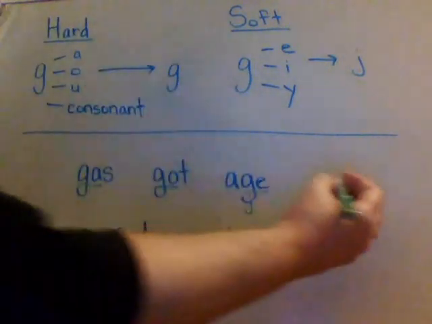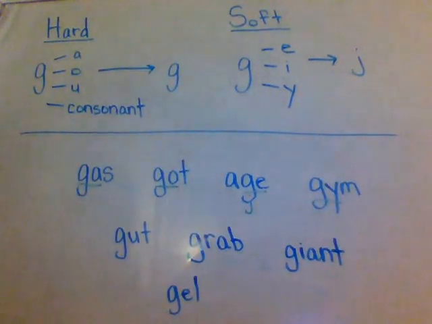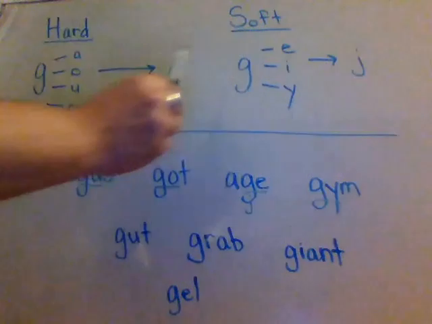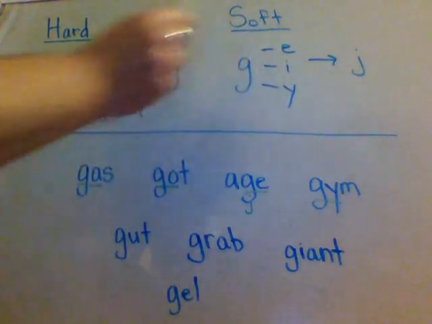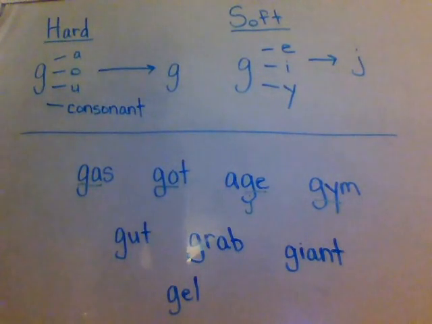Let's go right to the next one. In underline, we have G before Y. If we look at our rule, when G comes before Y, it is soft and says J, like a J.